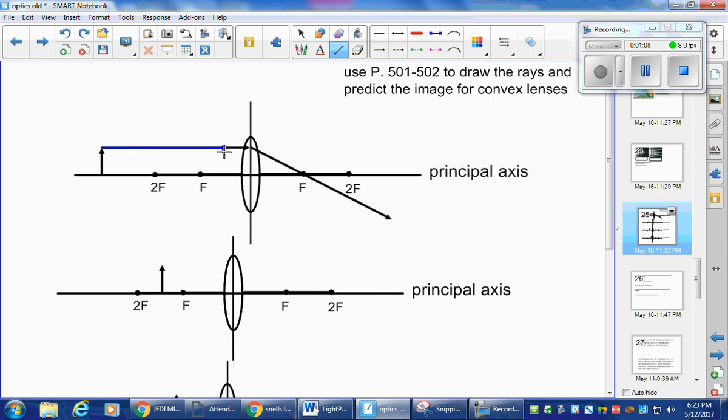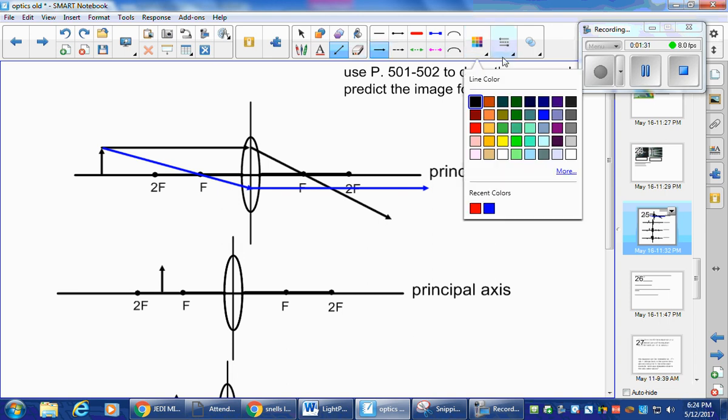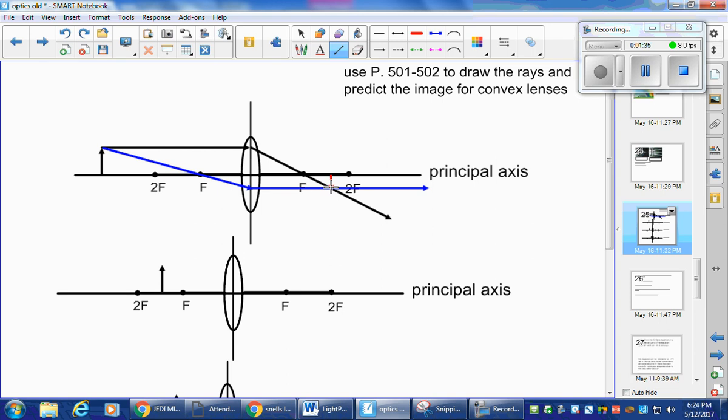This guy's also going to go here. But it's going to do the opposite of the first ray. It's going to go straight through this focal point on the same side. And as soon as it hits the lens, look what it's going to do. It's going to switch and go parallel to the principal axis. And guess what? Where these two rays meet is where your image is going to form. I'll do that with red.